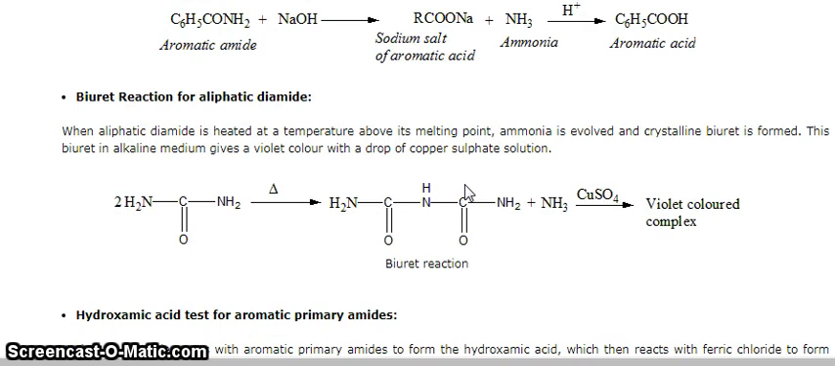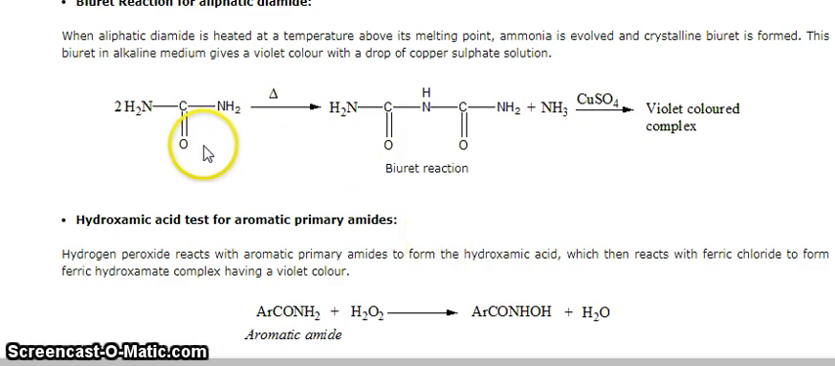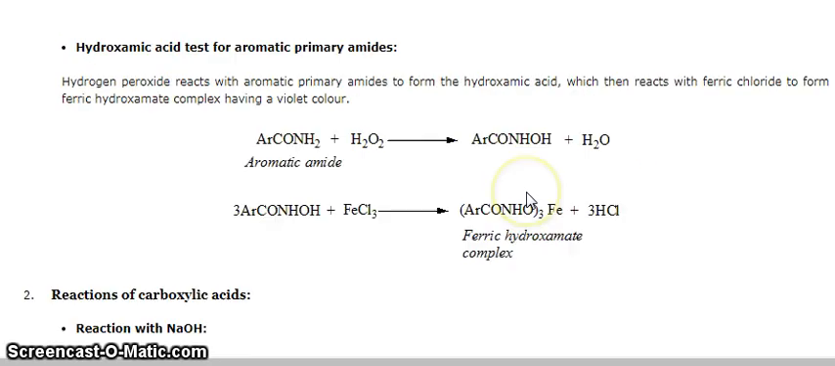Next, biuret reaction for aliphatic diamide. When aliphatic diamide is heated at a temperature above its melting point, ammonia is evolved and crystalline biuret is formed. This biuret in alkaline medium gives a violet color with a drop of copper sulfate solution. So you can see over here, amide, urea, biuret reacts with copper sulfate, giving a violet color complex.